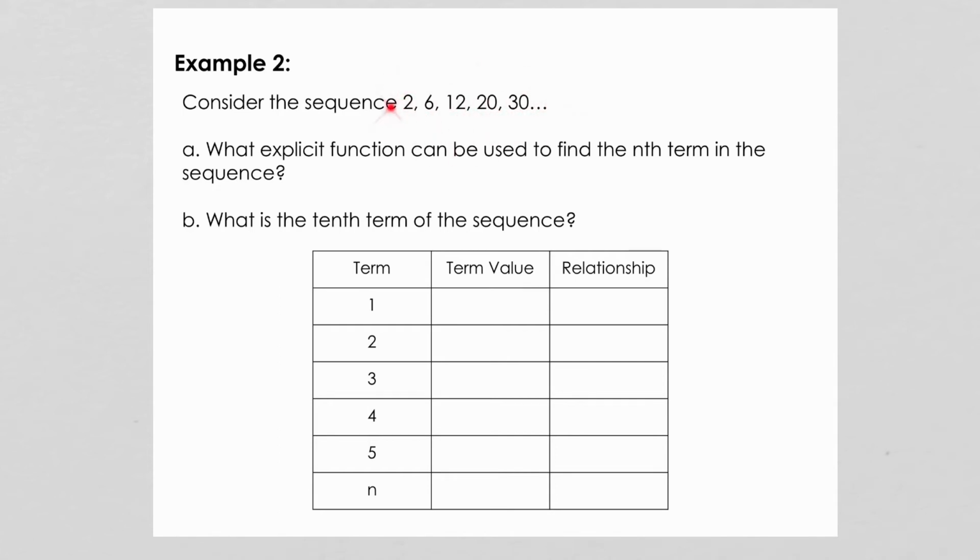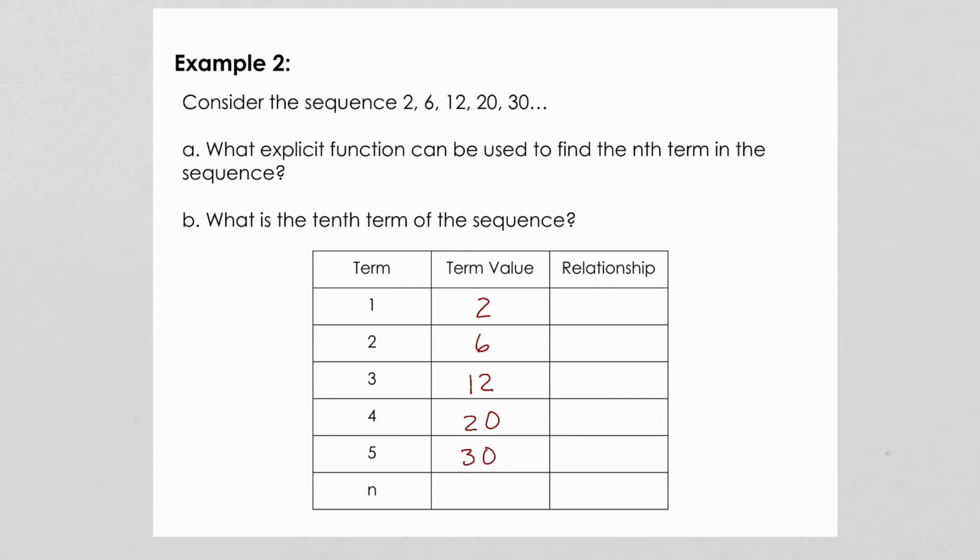And you may be just given a sequence on a worksheet or on an exam, so you need to know what to do with that. So I can create a table down here, and looking up at the sequence, I see that my first term is 2, my second term is 6, my third term is 12. Guys, I'm literally just copying down the sequence here. Fourth term is 20, my fifth term is 30.